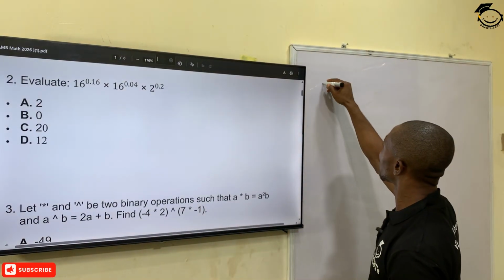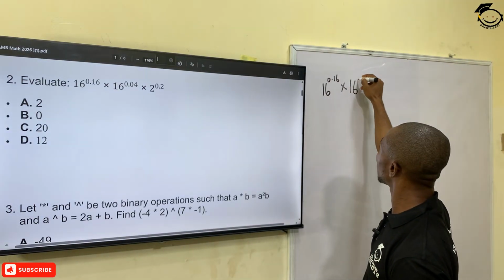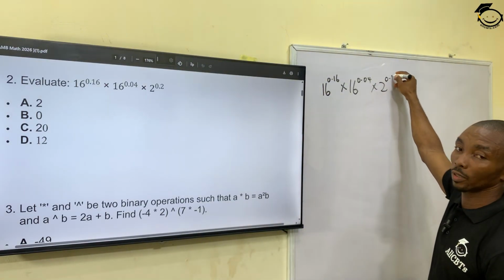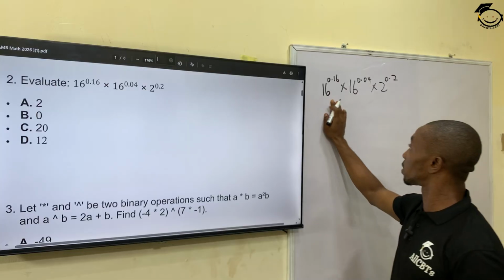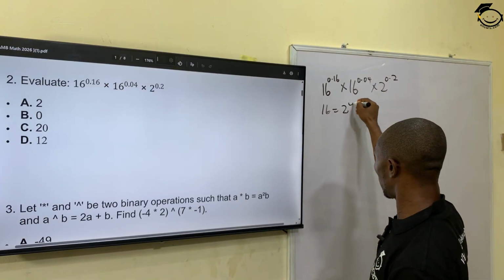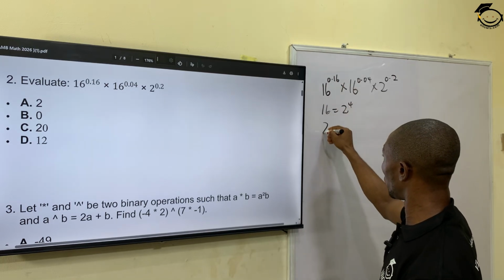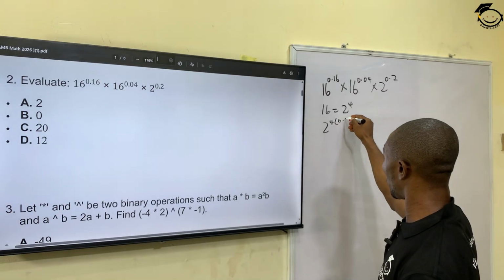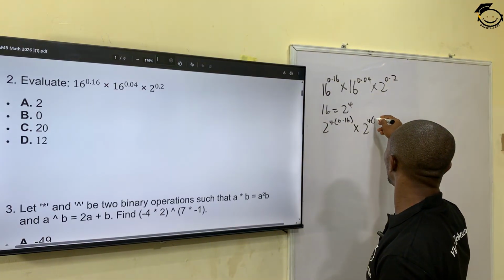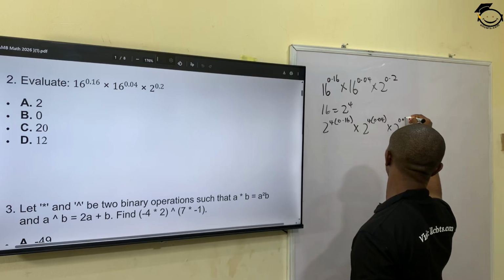Evaluate 16 raised to the power 0.16 times 16 raised to the power 0.04 times 2 raised to the power 0.2. Now, if we break down 16 to be in the powers of 2, this will give us 16 equals 2 raised to the power 4. Now, replacing this for 16, we have 2 raised to the power 4 times 0.16 times 2 raised to the power 4 times 0.04 times 2 raised to the power 0.2.